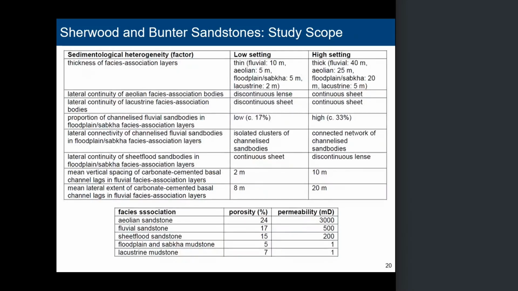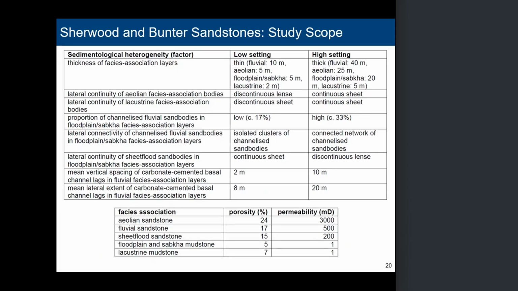So having identified some of these heterogeneities, which are listed in here, we have to decide a high setting and a low setting for those. Again, this is really for the experimental design part. So the settings in here effectively, we have thin and thick layers of the different units, and those ranges are dictated by what we see at outcrop and in the subsurface reservoirs. So they capture the range that we observe there.